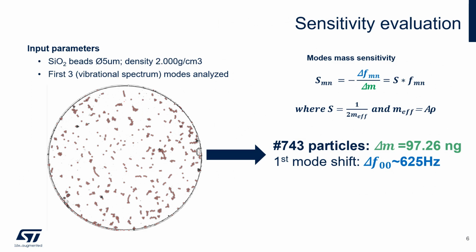Once we derive the number of microbeads, we can calculate the cumulative mass of the whole particle distribution thanks to the known density of the silica. At this point, we know both the added masses and the corresponding frequency change. In this way, we can correlate both data. On the right, we report an example of data acquisition with 743 particles corresponding to about 97 nanograms, and the shift of these resonant modes equal to 625 Hz.